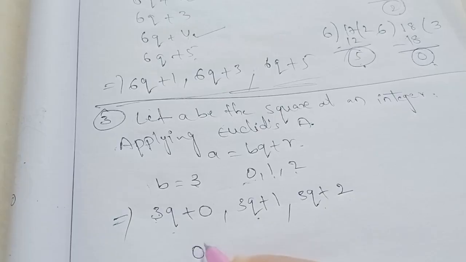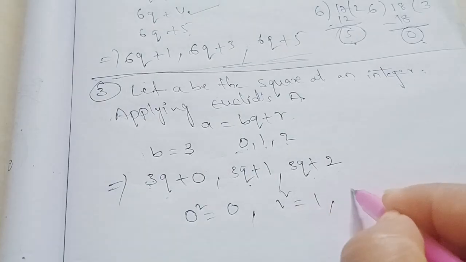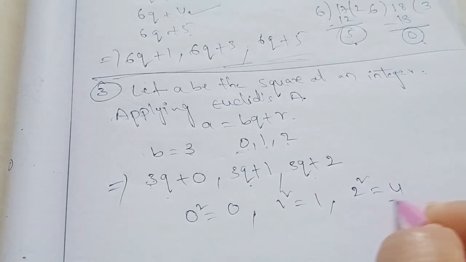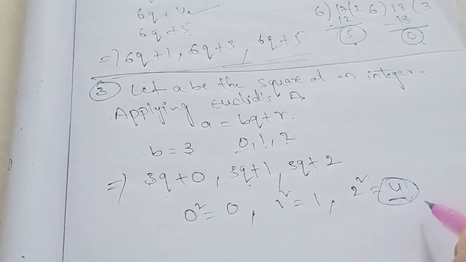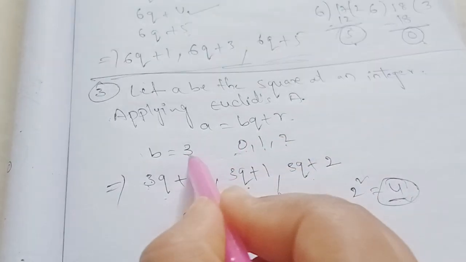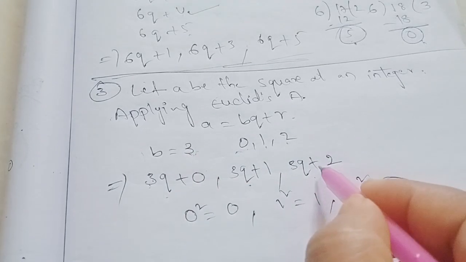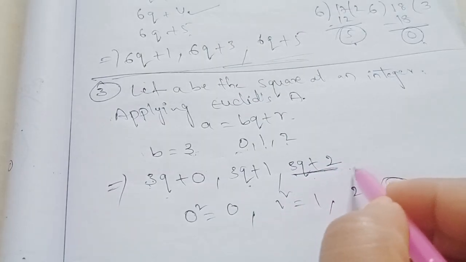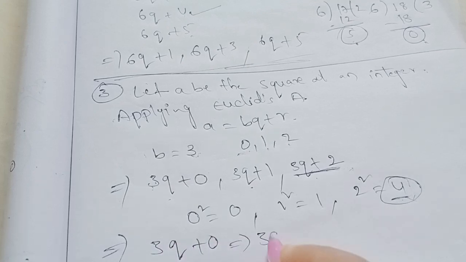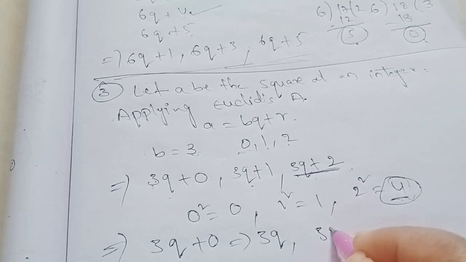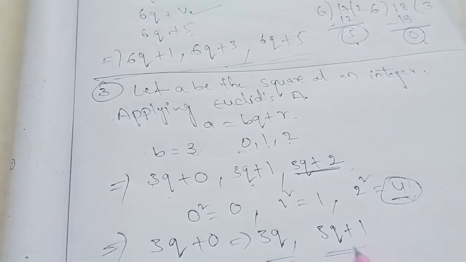So 0 square is equal to 0. 1 square is equal to 1. Next, 2 square is equal to how much? 4. But this is not a possible remainder. The remainder on division by 3 must be less than 3. So this is not possible. We can write only 3q plus 0, that means 3q, and 3q plus 1. These two are possible, and this is proved.